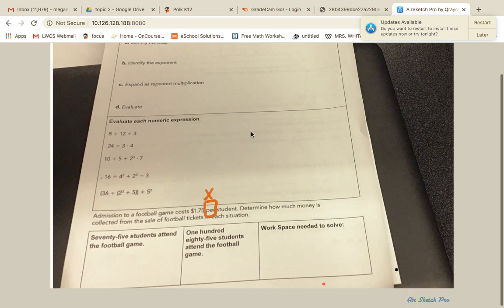We do not know how many students, so it might look something like this. We might be doing $1.75 times X. Or what they do is they kind of squish them together. They'll say $1.75X, and then you just plug in X. So for the first one I see it says 75 students.